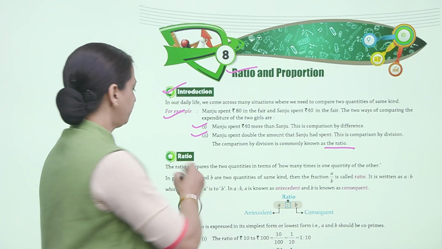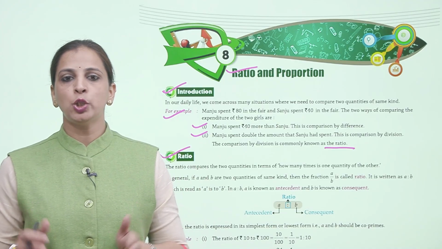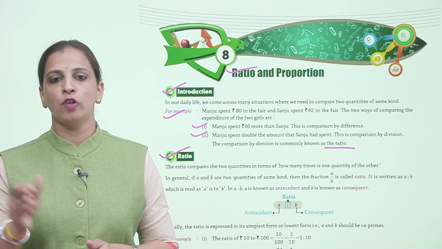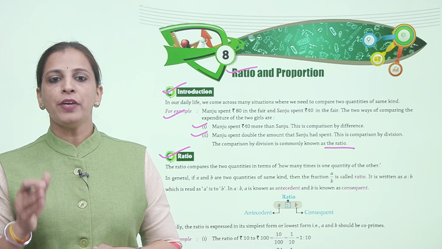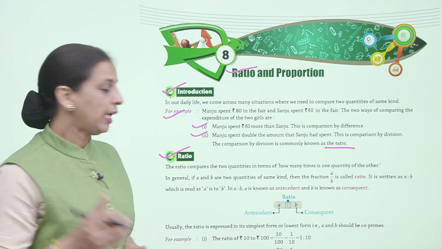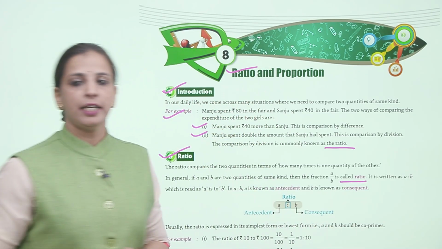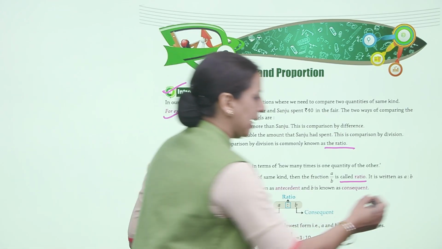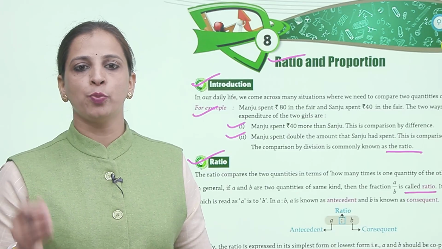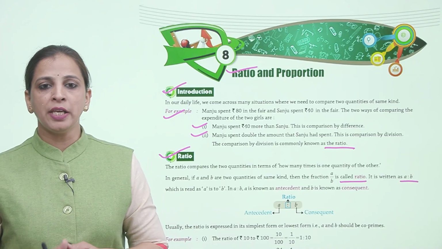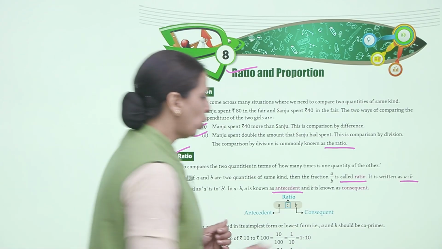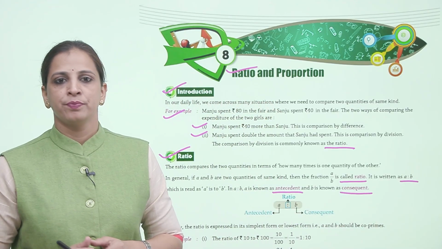Now, ratio. The ratio compares the two quantities in terms of how many times one quantity is of the other. In general, if A and B are two quantities of the same kind, then the fraction A upon B is called ratio. It is written as A:B, which is read as A is to B. In A:B, A is known as antecedent and B is known as consequent.